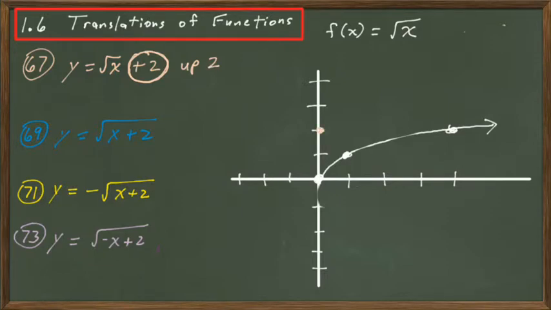This point right here goes up 2. This goes up from here to up 2. And so you have the same exact curve, except everything shifted up 2.